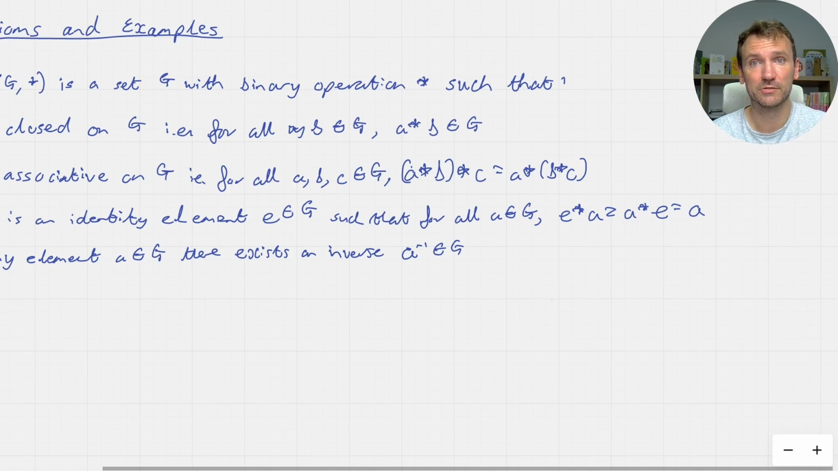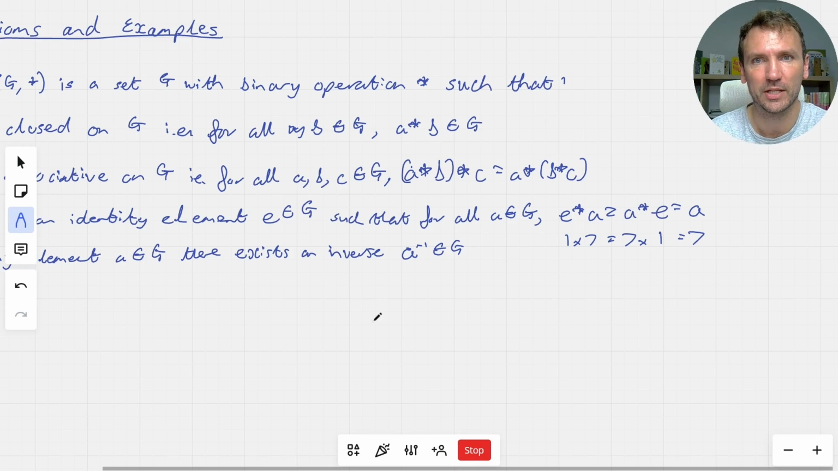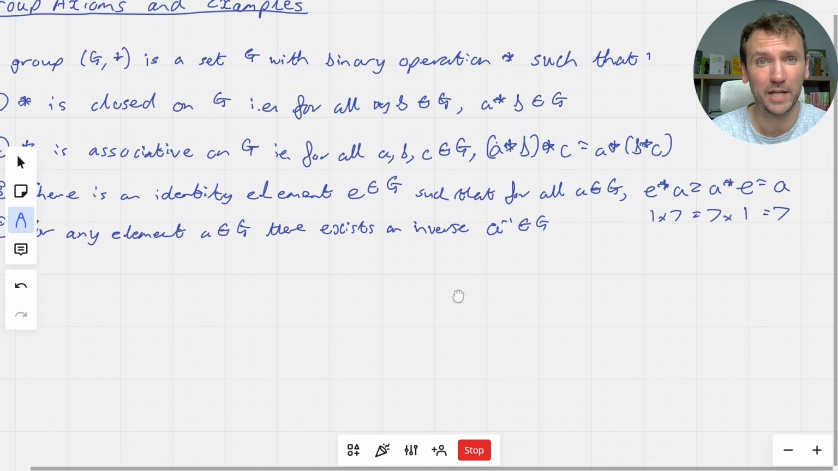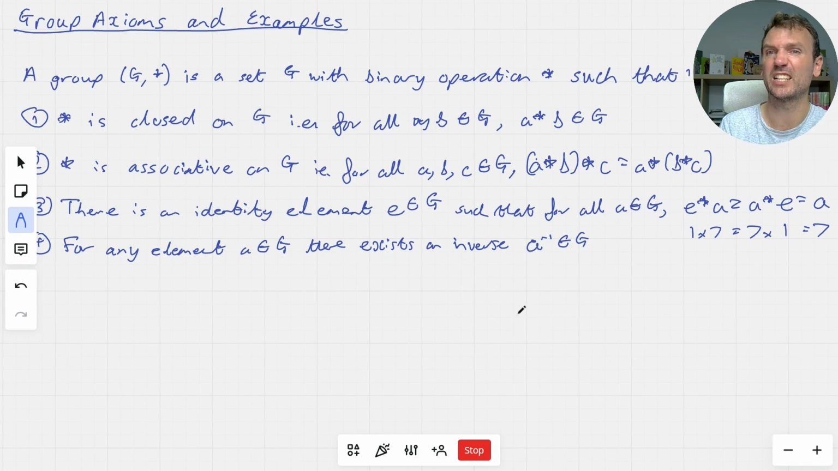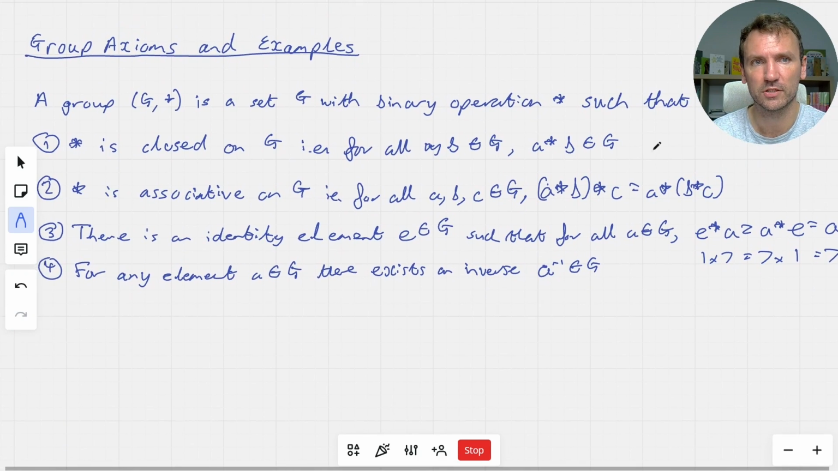Doing the operation with e won't change our number at all. Just as an example, like we were saying, if 1 is our identity element and we're multiplying, 1 times 7 is the same as 7 times 1, it's just 7. 1 doesn't change it when we're multiplying. But that identity element is going to depend on what our operation is. And you don't have to use e for it, but that's the convention you'll see most often.